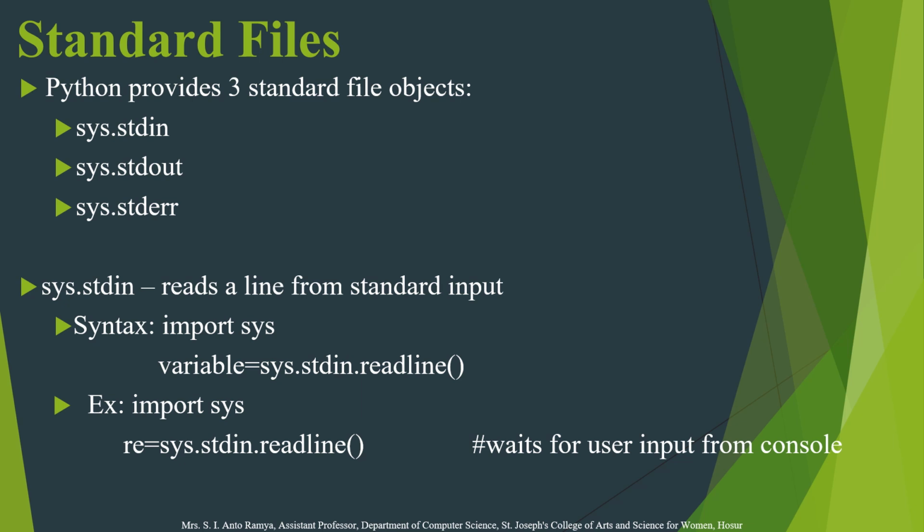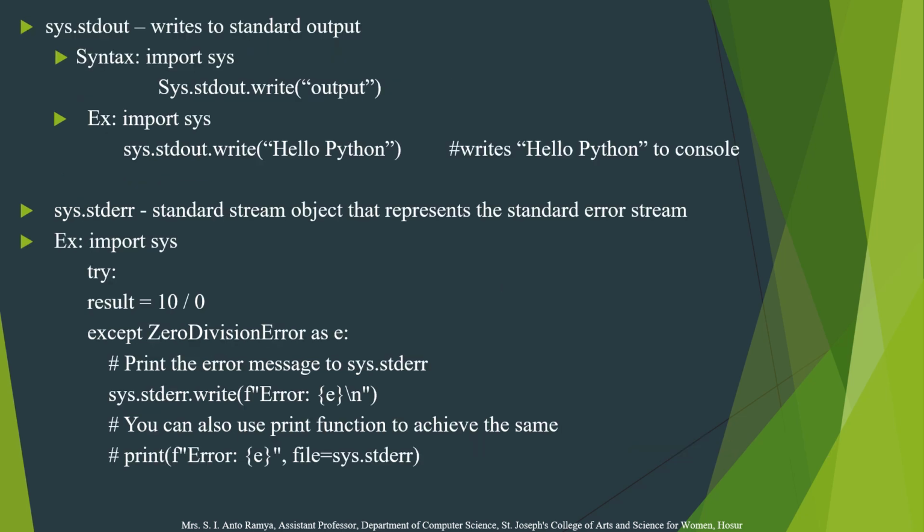The syntax is import sys, then we give a variable name equal to sys.stdin.readline(). See the example: import sys, r is your variable, equal to sys.stdin.readline(). So whatever line we are entering after executing a Python program, that will be read. That is only console input.